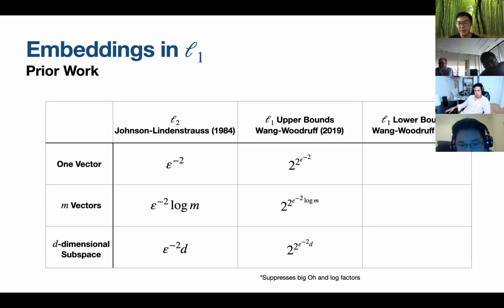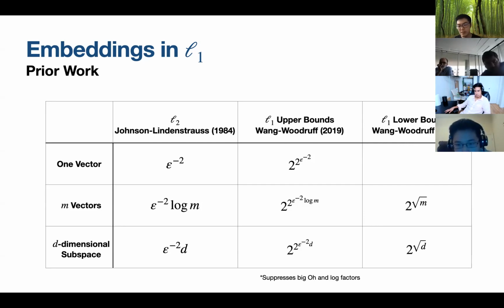Furthermore, they also have lower bounds, or impossibility results, saying that if I want to preserve the L1 norms of M many vectors, then we can't get lower than a target dimension of 2 to the square root of M. So here, this singly exponential dependence on M is tight. And this immediately implies a lower bound on embedding D-dimensional subspaces as well, since if I want to embed a D-dimensional subspace, then in particular, I must be able to embed D many vectors. So these are the known bounds so far.